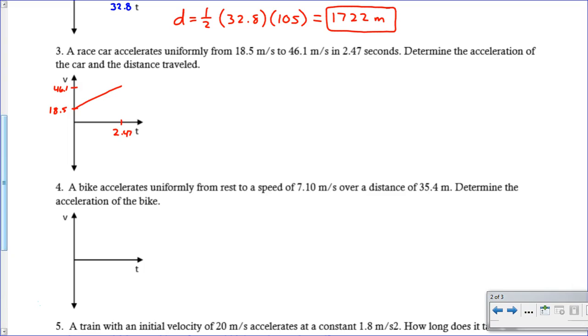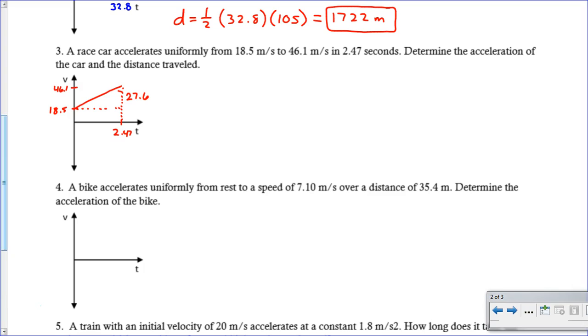Then the only other thing we're going to do is break this up into some shapes. So I've got here some shapes that look like that. I know that the bottom part of this is 18.5. The top part, if you take 46.1 minus 18.5, you get 27.6 for this part up here. This is just that part of that triangle. And then we can figure out the acceleration from this, and we can also figure out what the distance traveled is.